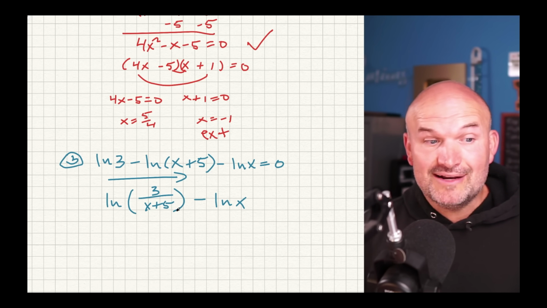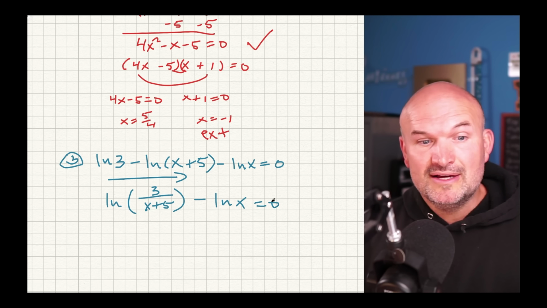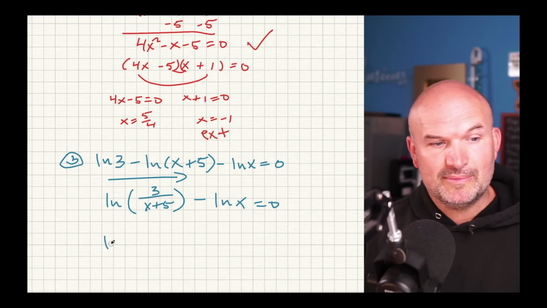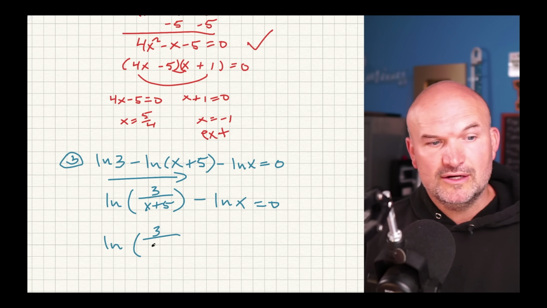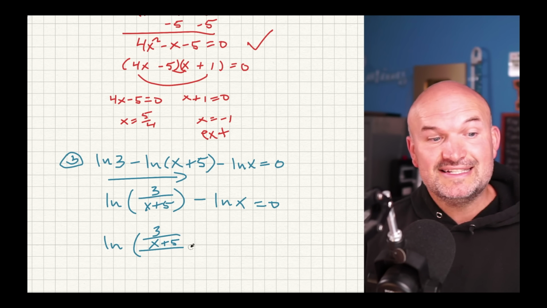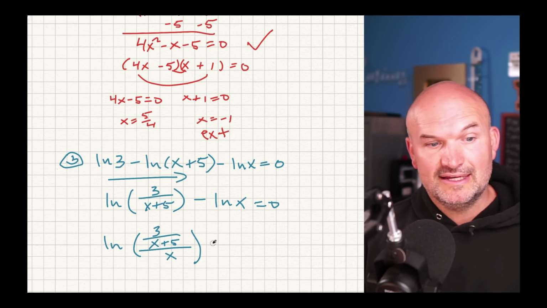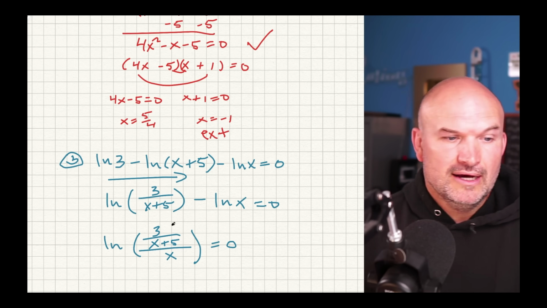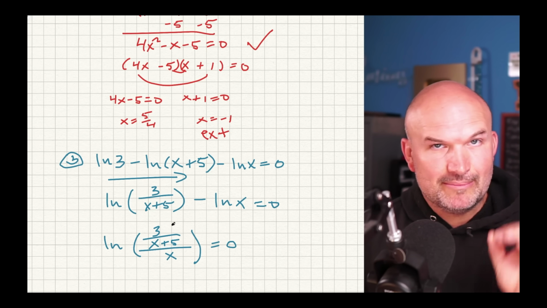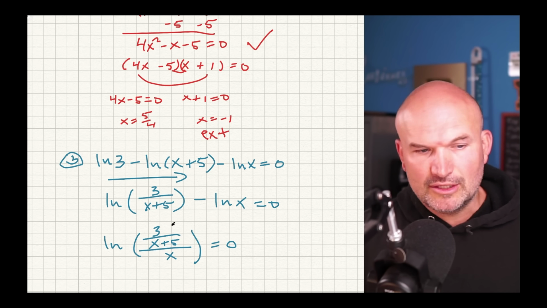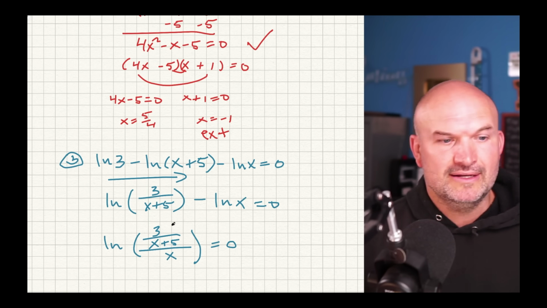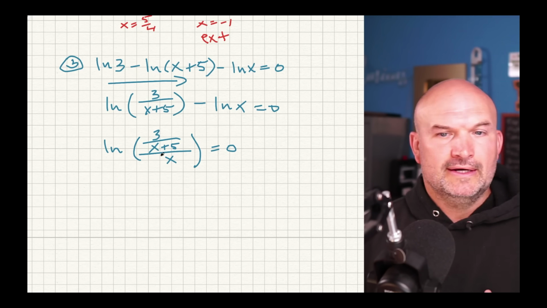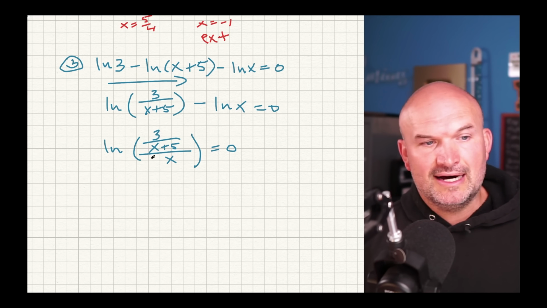Now again, we can do this again, right? We have the difference of two different logarithms. So again, I can use the quotient. So now I'm going to have ln of 3 over x plus 5, divided by x, is equal to 0. Now, in this case, ladies and gentlemen, we could go ahead and simplify that, but I'm going to do that at the end once it's outside of the logarithm. You could do it inside. It's perfectly fine. But I think just for explanation's sake, I'm going to leave it on the outside.